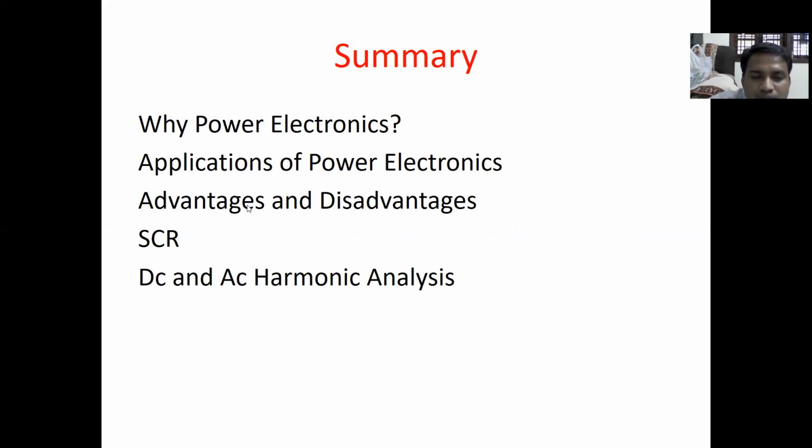Coming to advantages, as already told, by making use of these power electronic devices, heat sink requirement is less and size will be reduced. The only disadvantage is harmonics, and I have also discussed SCR. Up to here it was the harmonic analysis and only SCR. I have explained what SCR is.